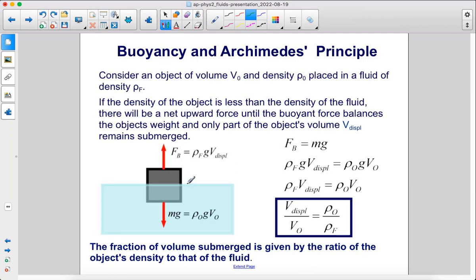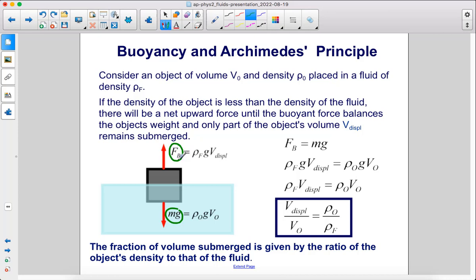Consider an object of volume v0 and density ρ0 placed in a fluid of density ρf, F for fluid. If the density of the object is less than the density of the fluid, there will be a net upward force until the buoyant force balances the object's weight, and only part of the object's volume remains submerged. So this is what happens when something floats, right? So we have a free body diagram here. There's the weight of the object, and there's the buoyant force.